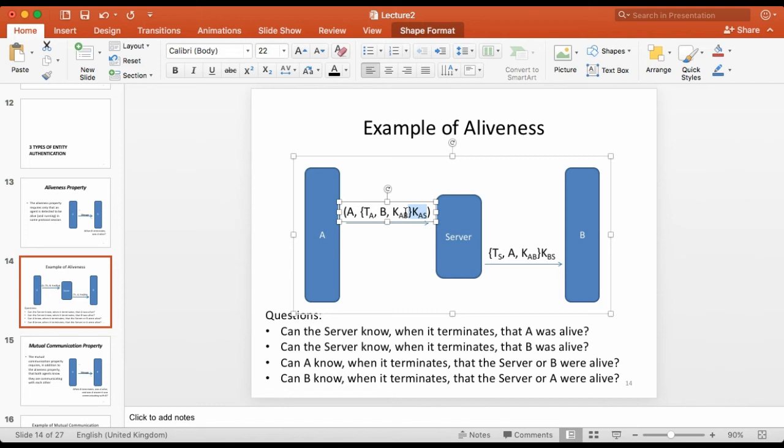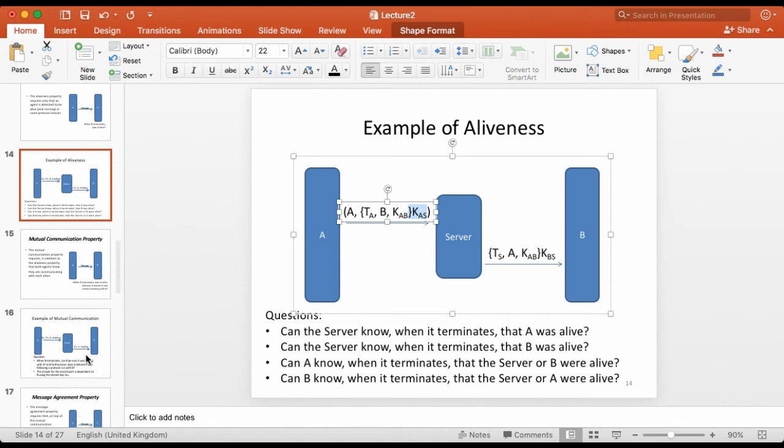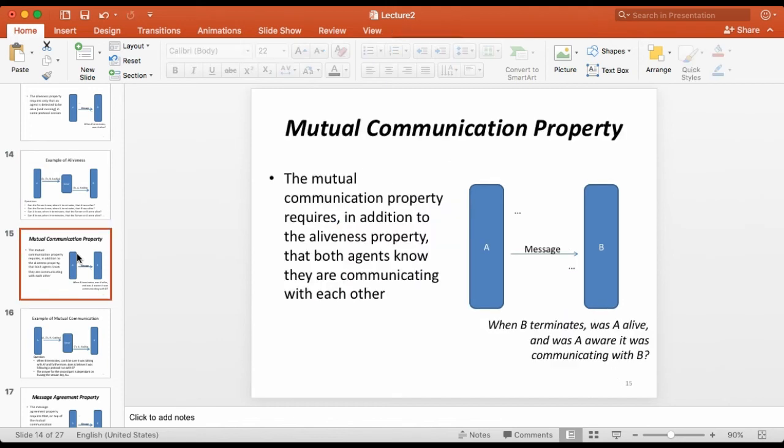Okay, so as a result, the server was then able to prove that A indeed was the one who transmitted the message, and therefore later, of course, as a consequence, that A is alive. Okay, so that's what aliveness is and what we mean by the idea of some entity being alive as a first concept of authentication.